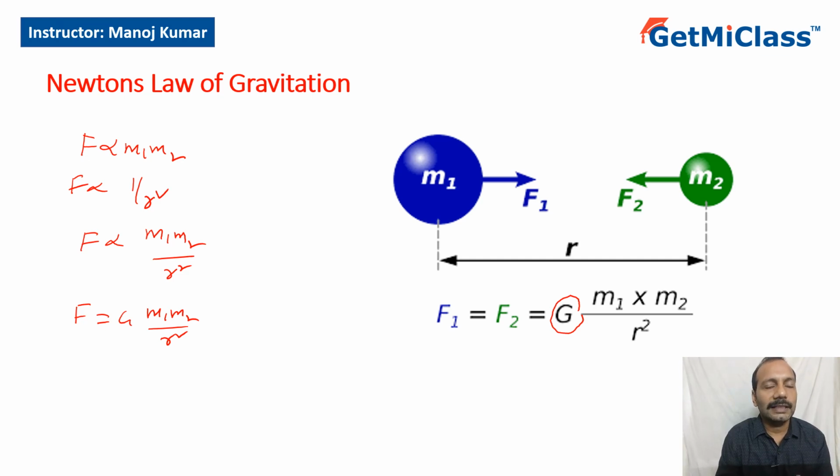Some important things we have to see: the magnitude of F1 will be equal to the magnitude of F2, and they would be opposite in direction, so they form action-reaction pairs.